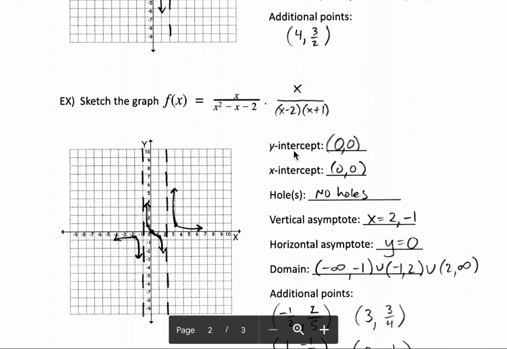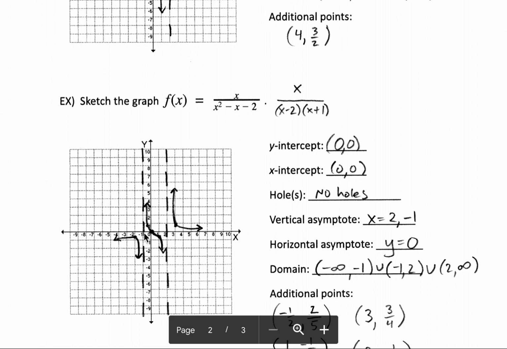Next up, let's find our intercepts. Those are the first points we want to plot. To find the y-intercept, we just set x equal to 0. So you could plug a 0 into all of these x's, but knowing that the numerator is going to be 0 means that the whole function is going to be 0. So we have a y-intercept at the origin, 0, 0.